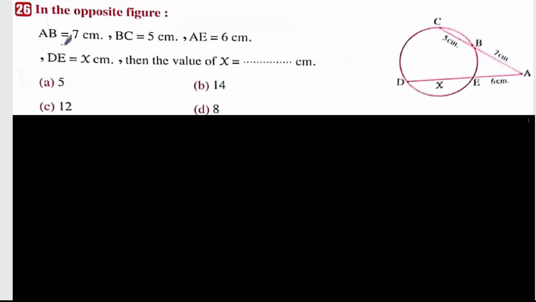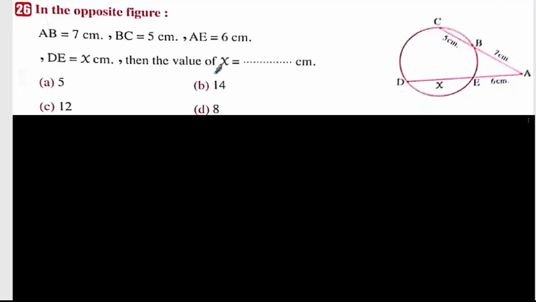Question number 26. Here we have AB equals 7 centimeters, and BC equals 5 centimeters, and AE equals 6 centimeters, and DE equals x here.